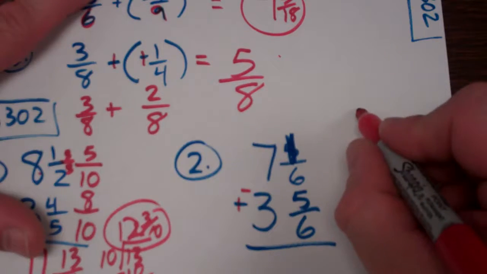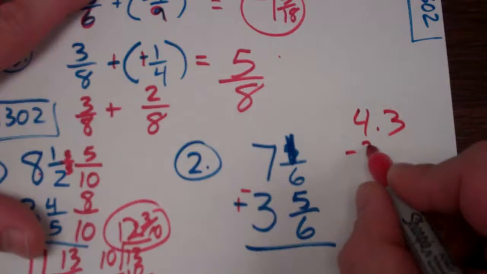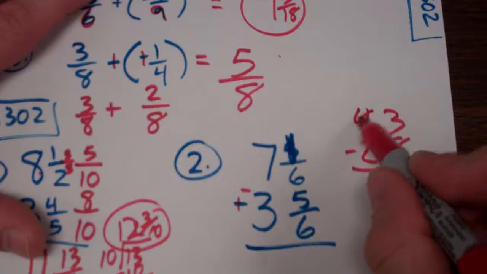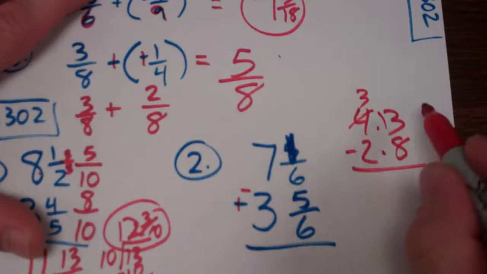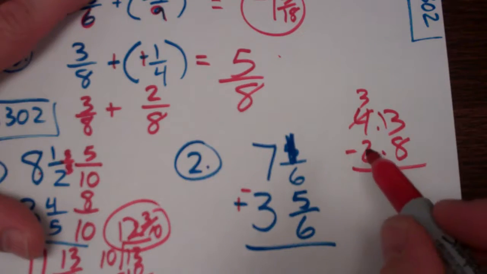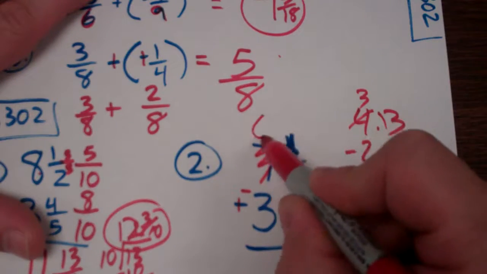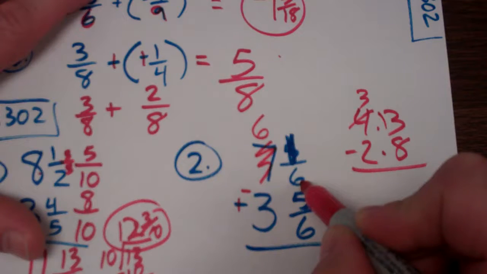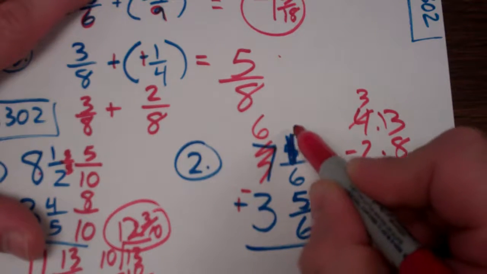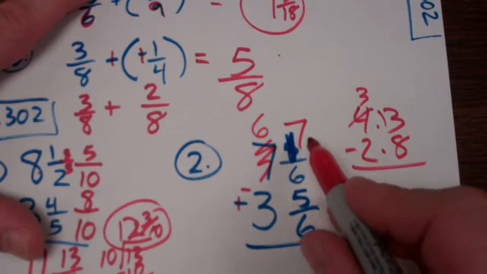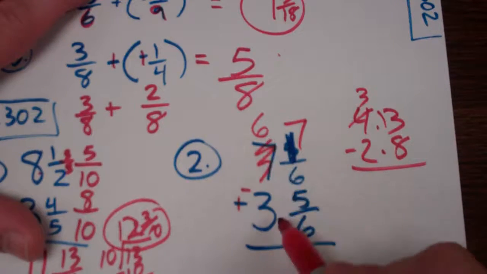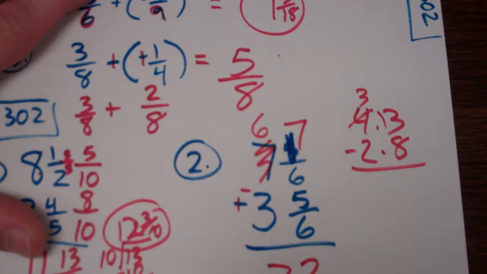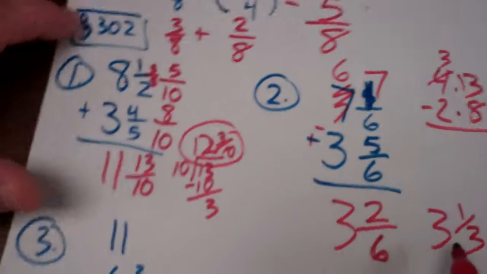To review, if you were in decimals and you were wanting to borrow, you borrow 10 pieces and you just put a 1 there. But that's because you borrow 10. Here, when you borrow, you're borrowing however many are in the denominator. You borrowed 6 pieces plus the one you have is now 7. Now you're ready to subtract. 7 minus 5 is 2, over 6. 6 minus 3 is 3. We could simplify this 2/6 to 1/3, so 3 and 1/3.